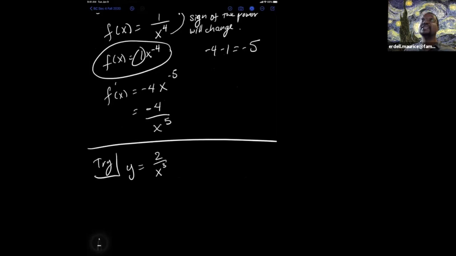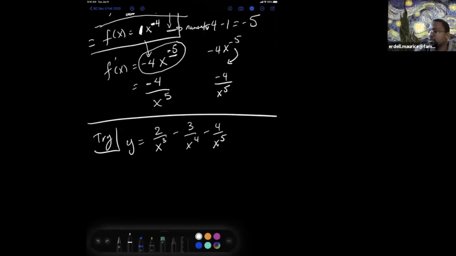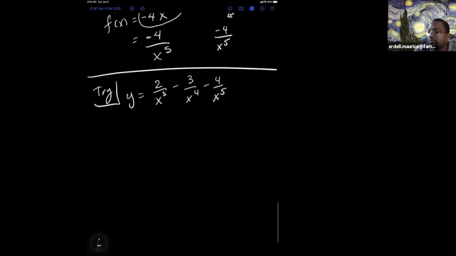Somebody said, try this one, please: x cubed minus 5 by x to the 4th power minus 4. So, again, before I take the derivative, I have to adjust the problem. So 2x to the negative 3 minus 3x to the negative 4 minus 4x to the negative 5. Before I can take the derivative, I first have to rewrite it in a way that will allow us to use the power rule.